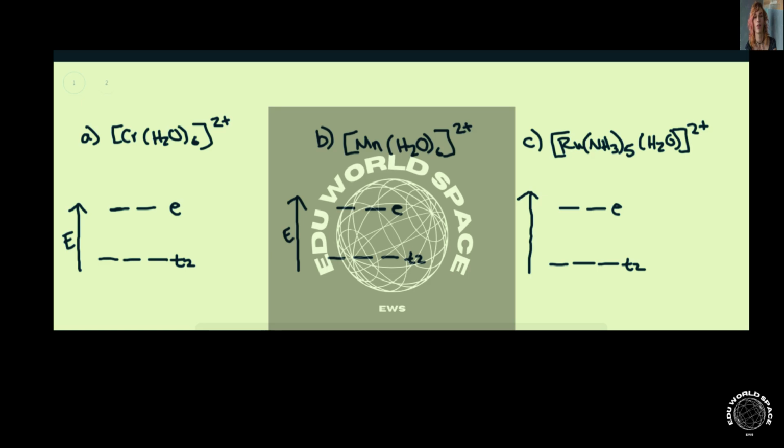This question gives us 6 different complexes and asks us to draw the crystal field energy level diagrams and to show the placement of the d electrons.